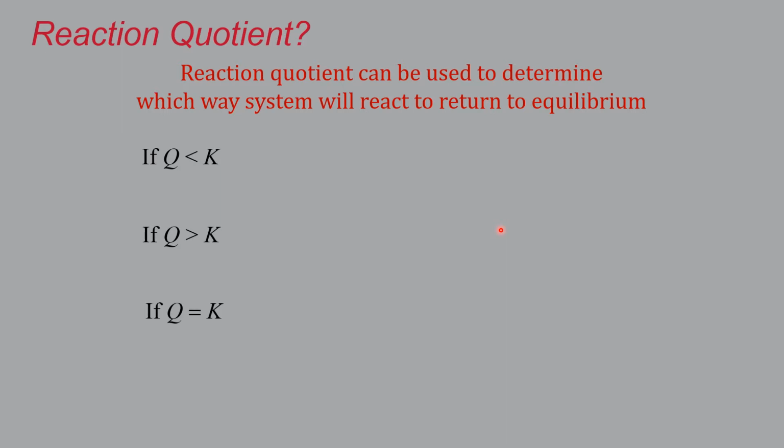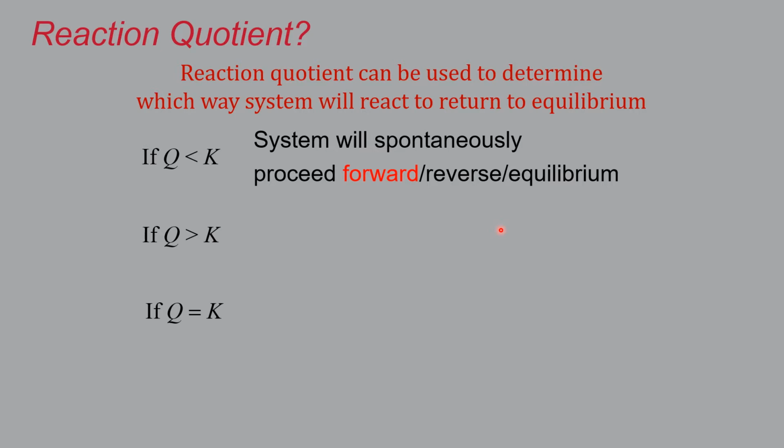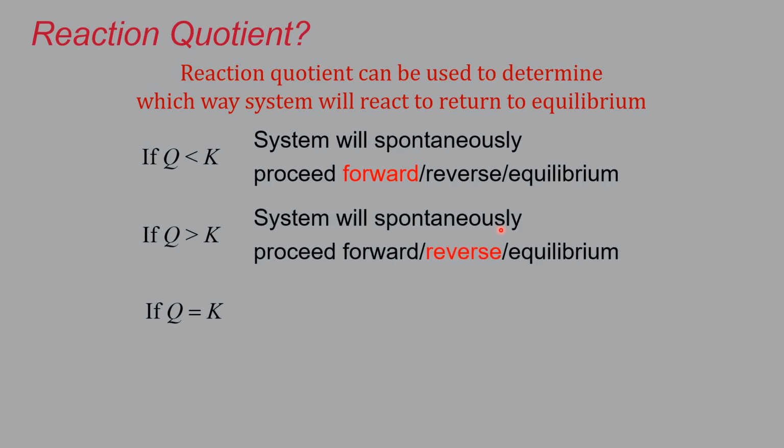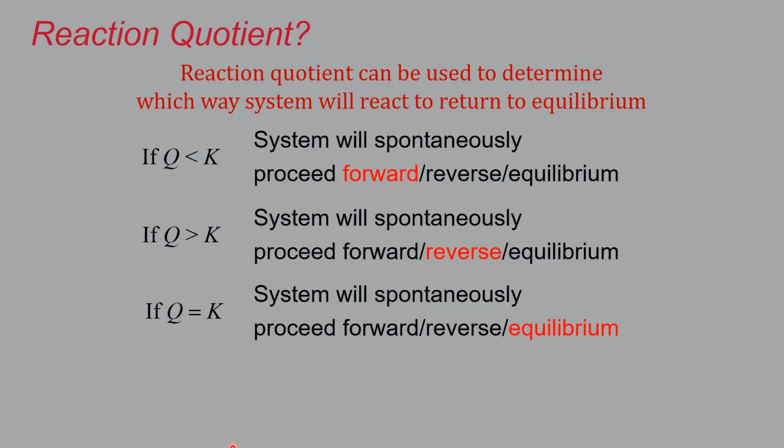Now for each of these, if Q is smaller than K, larger than K, or equal to K, I want you to figure out if the system is going to be reacting spontaneously in the forward direction, in the reverse direction, or not at all. All right, so if Q is smaller than K, that indicates that it's A, not equilibrated, and B, going in the forward direction. If Q is larger than K, then you want to decrease the product concentrations and increase the reactant concentrations. So that is reverse.